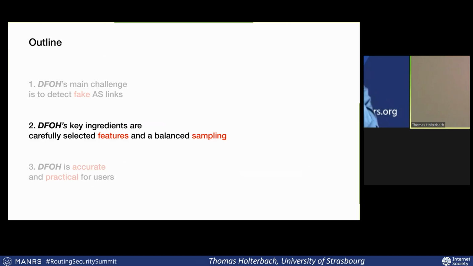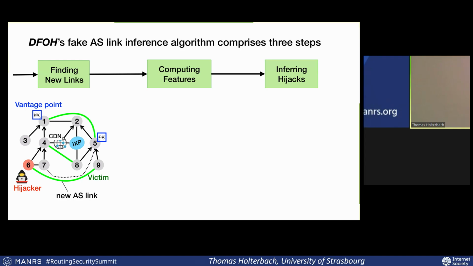It does it using two key ingredients. The first one is a carefully selected set of features. And the second one is balanced sampling. To understand how those key ingredients work, let's take a look at an overview of DIFO's AS link inference algorithm, which comprises three steps.